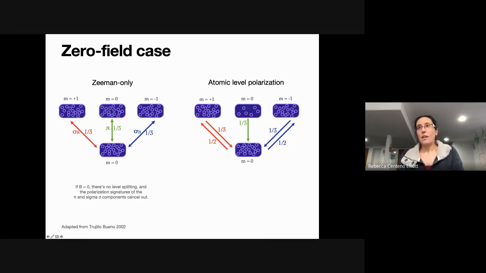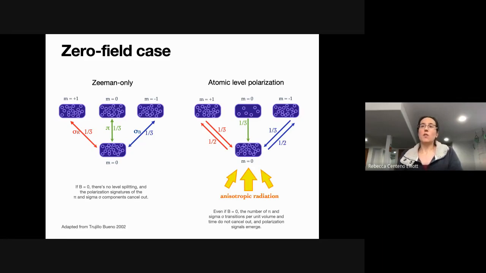Now, in the sun, the most common mechanism that leads to atomic level polarization is the anisotropic illumination of the atoms that are responsible for the spectral line. And this typically happens in the higher layers of the sun's atmosphere, in the chromosphere and the corona. So an atom sitting deep in the photosphere, at the base of the atmosphere, is receiving illumination from all sides almost equally, in an isotropic way. But as you go to higher and higher layers of the atmosphere, it becomes more and more transparent.